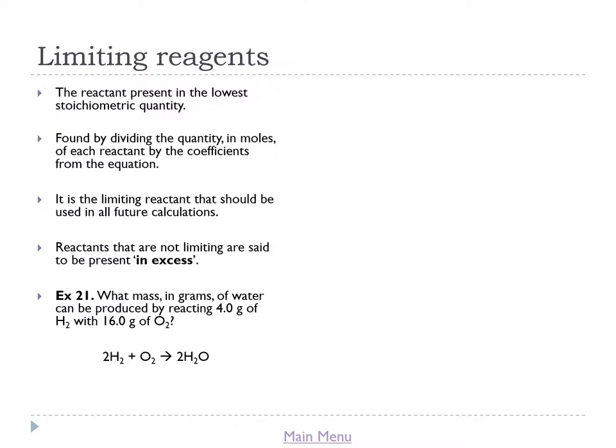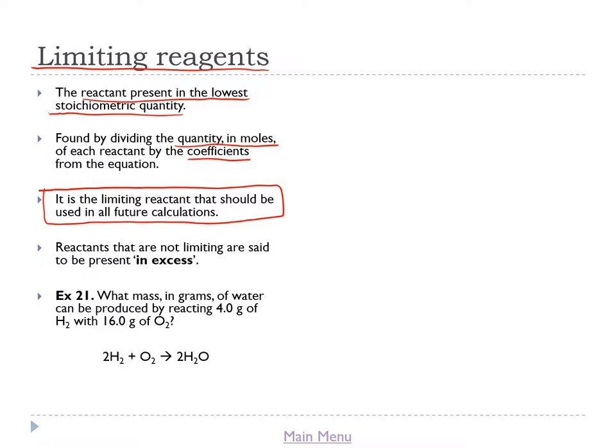A really important concept in all of the calculations that we have to do in terms of the quantities of chemicals involved in a reaction is the idea of the limiting reagent. Now, the limiting reagent is the reactant that is present in the lowest stoichiometric quantity. A simpler way of saying that is it's the one that's going to run out first because it gets used up first. And we find it by dividing the quantity of each reactant in moles by the coefficients of that reactant in the equation. And it is the limiting reactant that should be used in all future calculations.